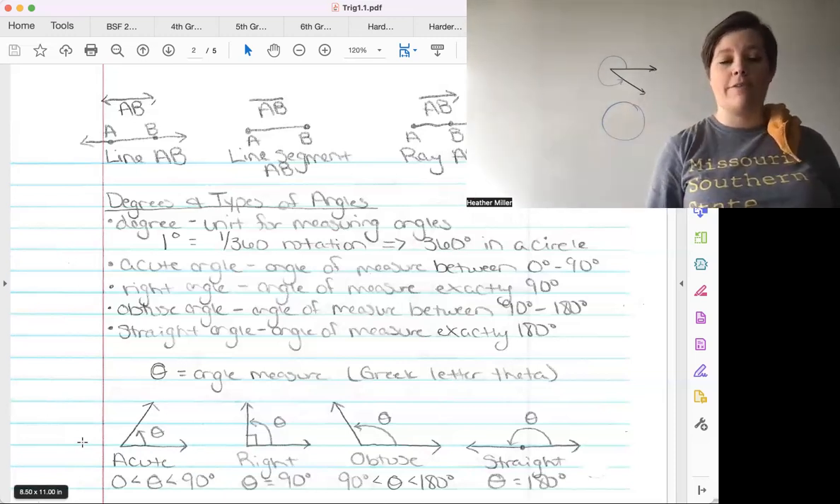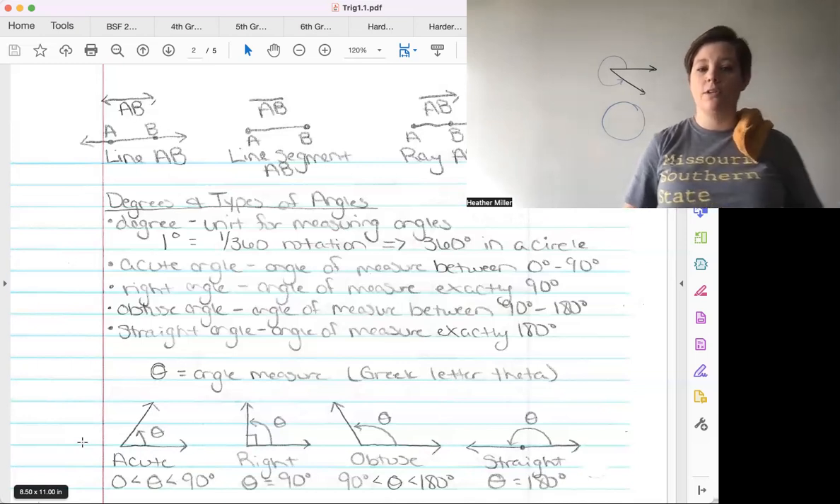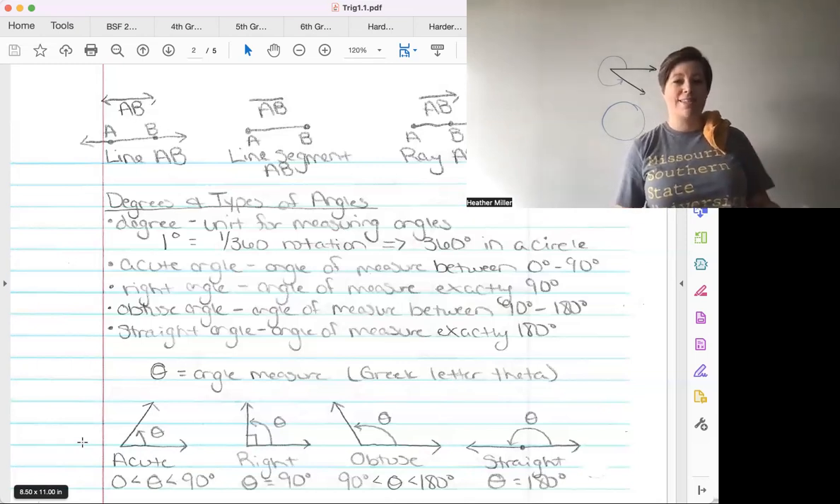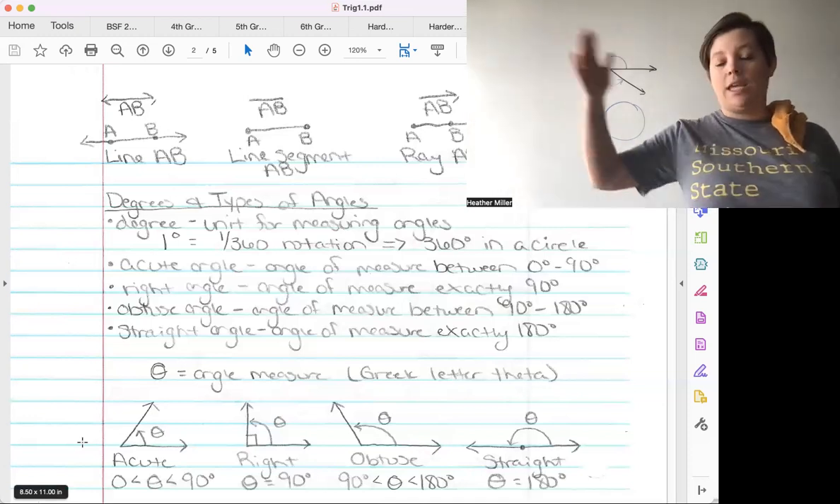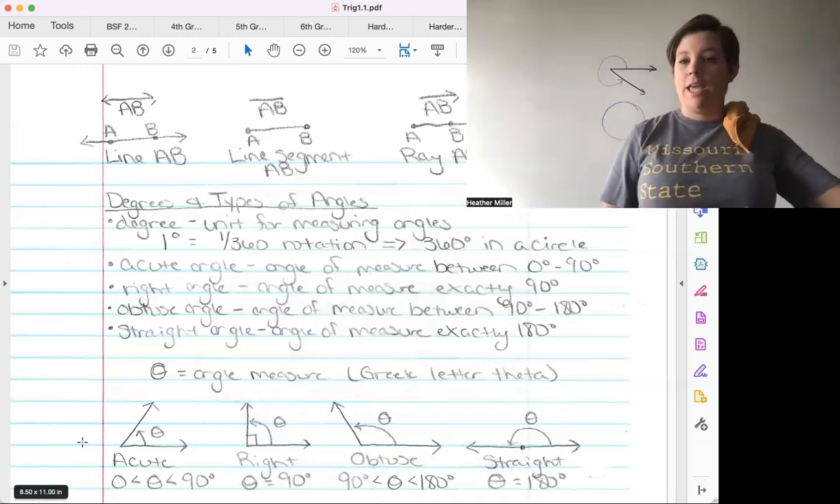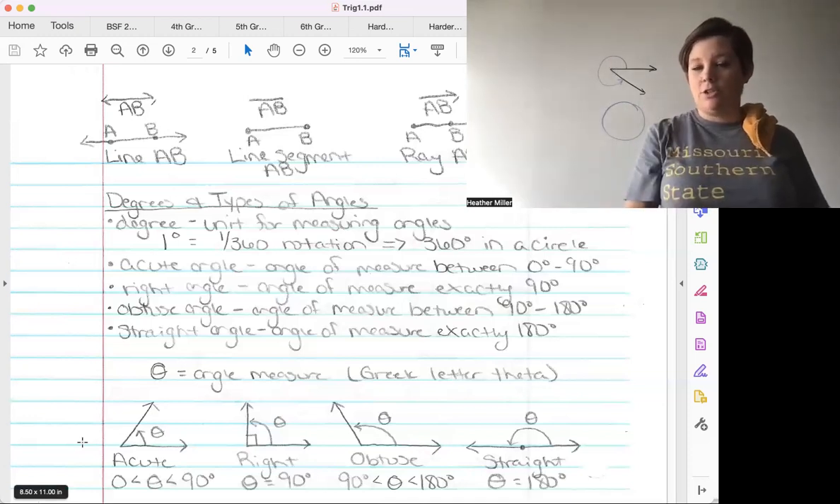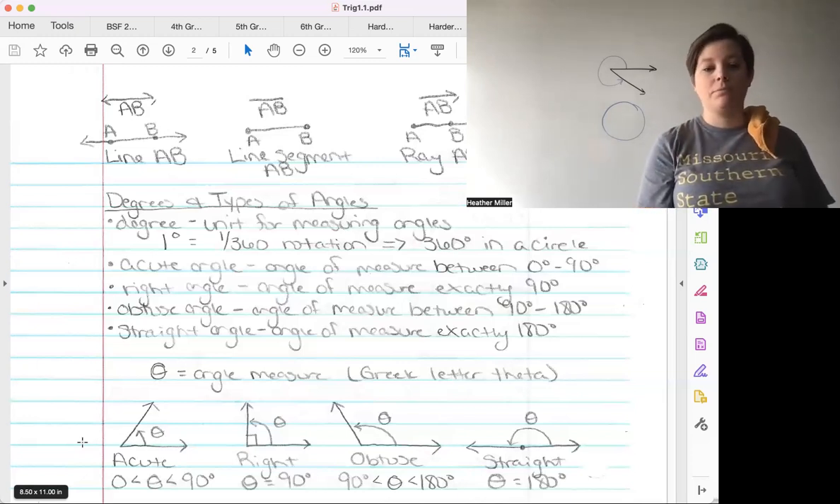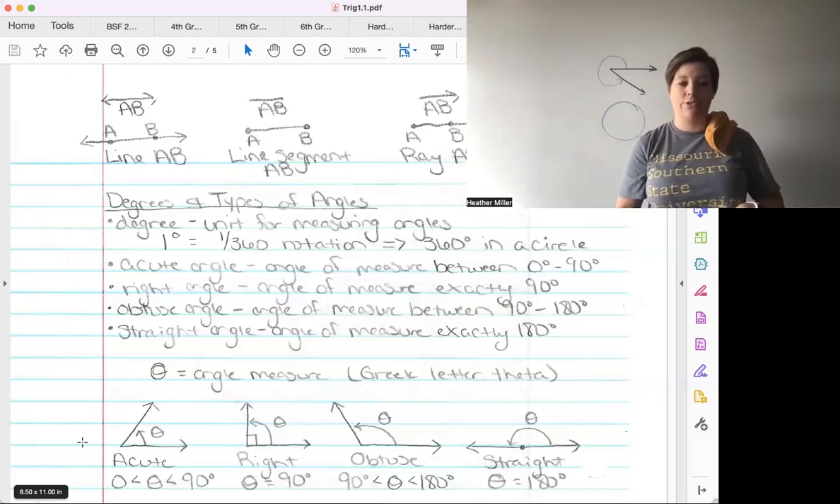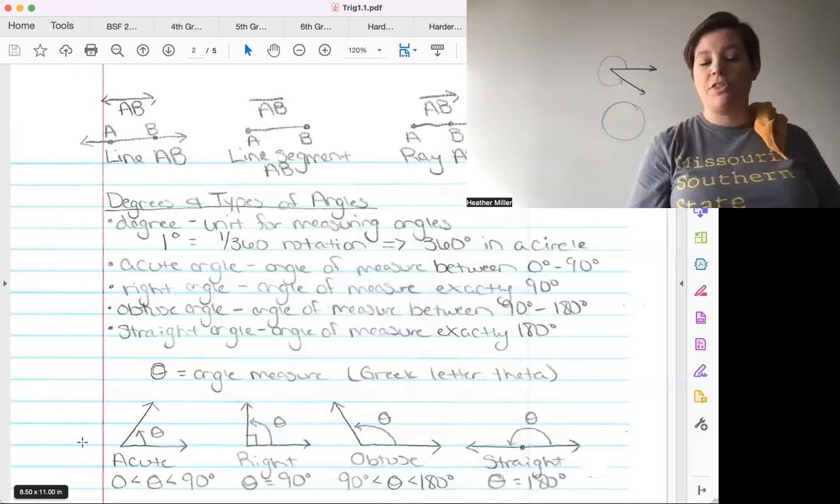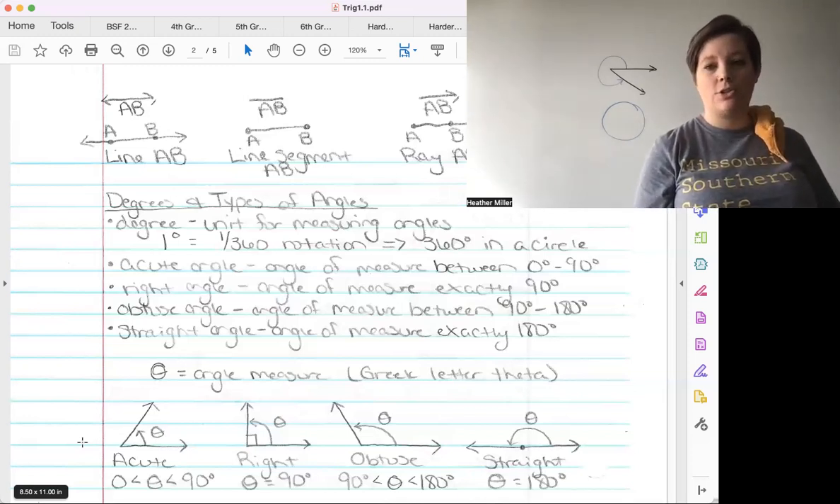The next type of angle we can have is a right angle. A right angle measures exactly 90 degrees. It can't be 91, it can't be 89, it's exactly 90 degrees. It's completely up and down. And so that is a right angle. That's the second picture, where theta has to equal 90 degrees.